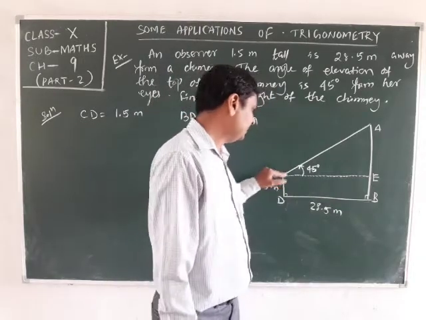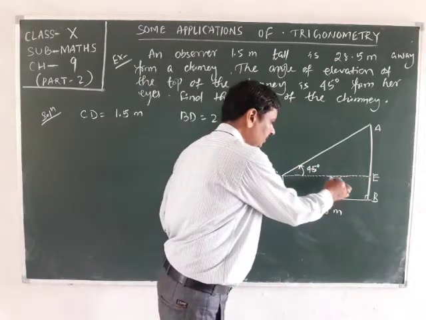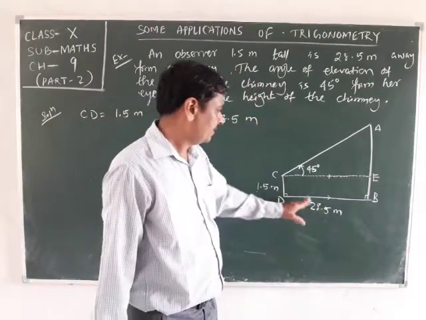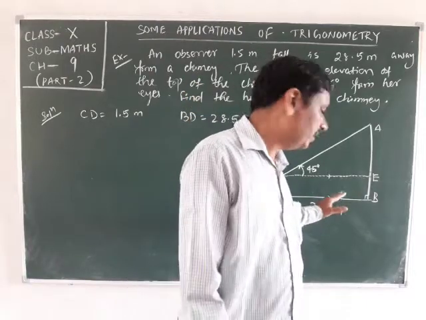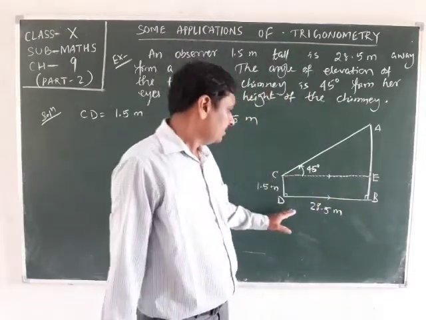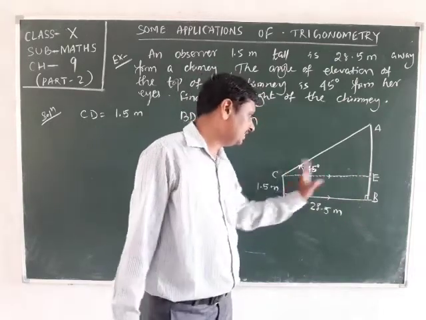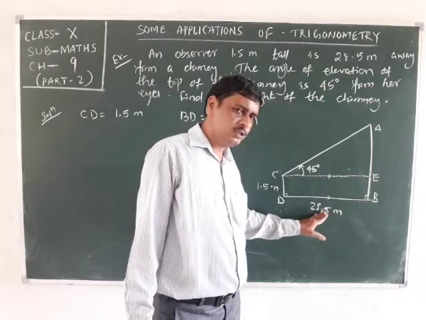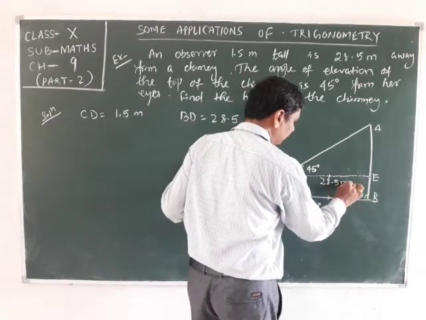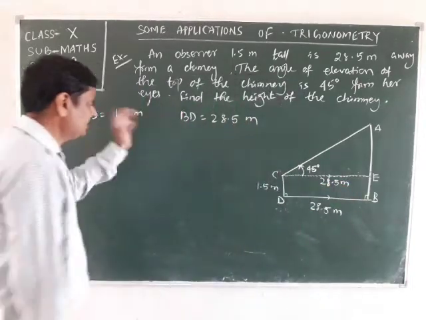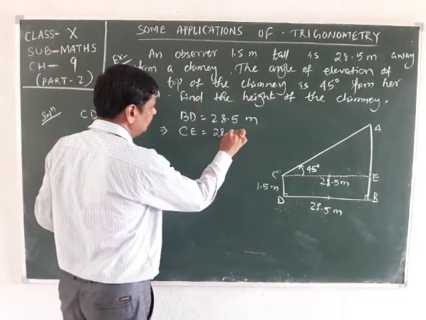So this BD and CE become parallel. It is horizontal to this one. It is parallel. That's why BECD becomes a rectangle. In this case, opposite sides become equal. That's why BD and CE will be equal. If BD is 28.5 meter, then CE is also equal to 28.5 meter.